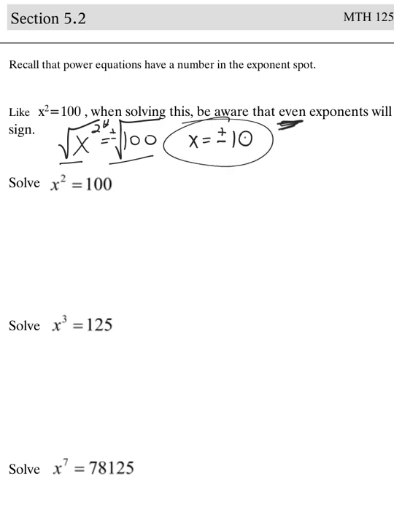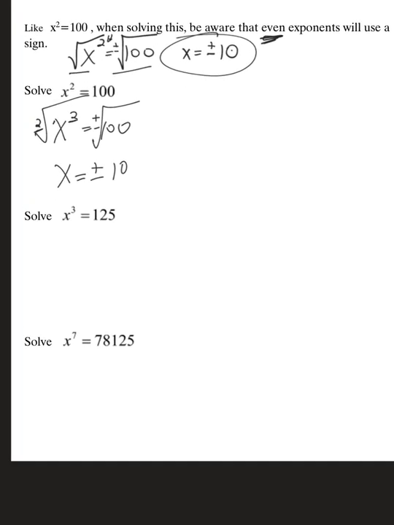Solve x squared equals 100. We already did that. I'm going to show you what it looks like. Square root, plus-minus, x equals plus-minus 10. I want you to remember, anytime you are canceling a square, you would cancel it with a square root. What's canceling each other are the 2's that are in this spot and this spot.